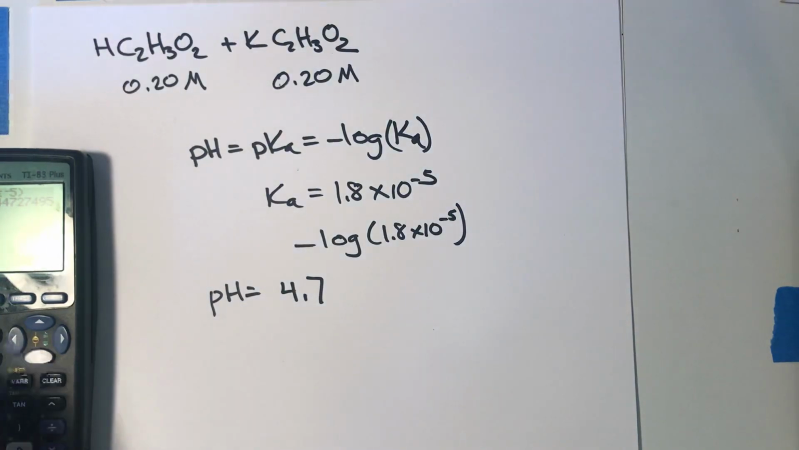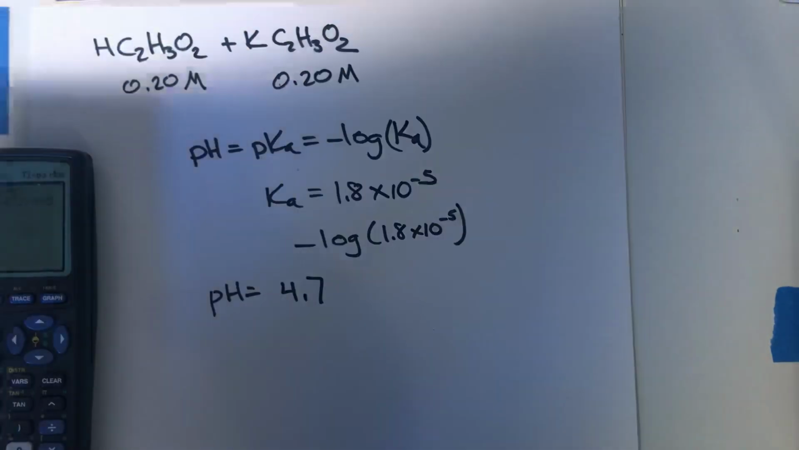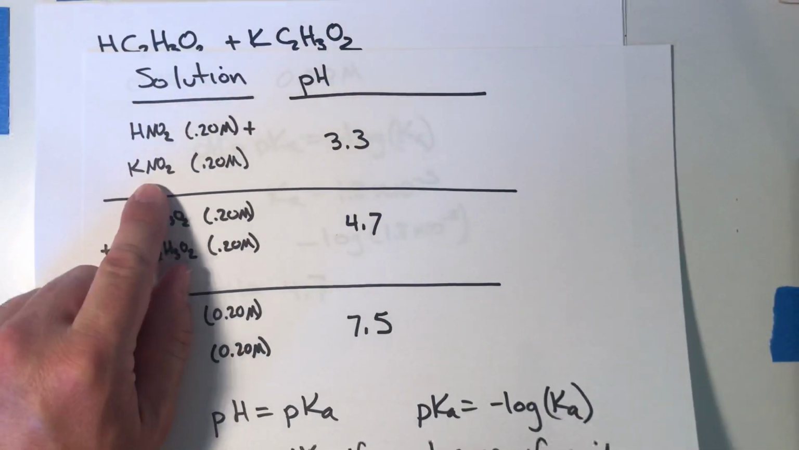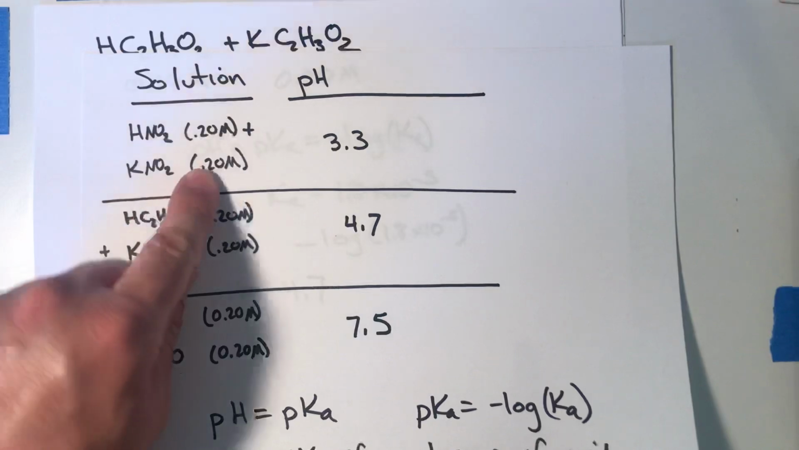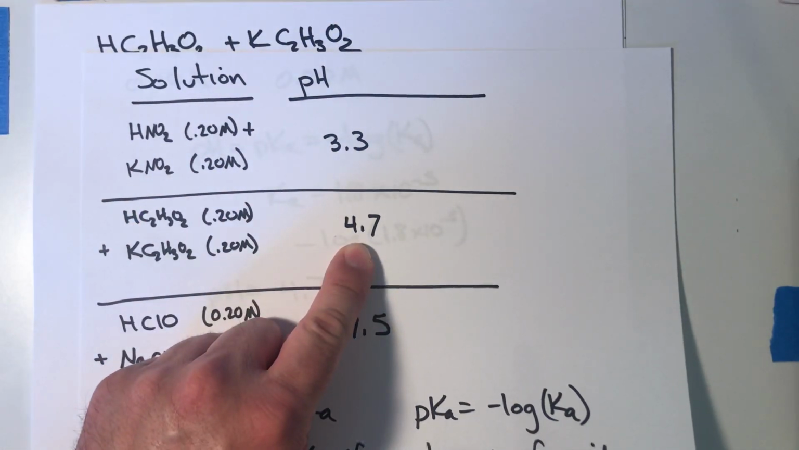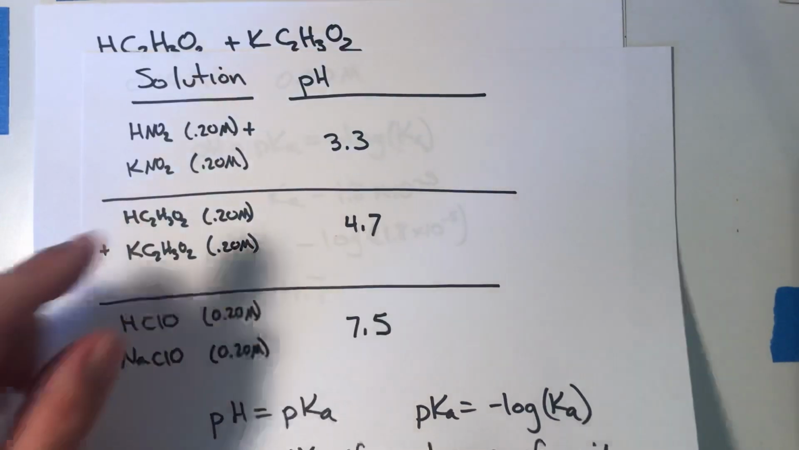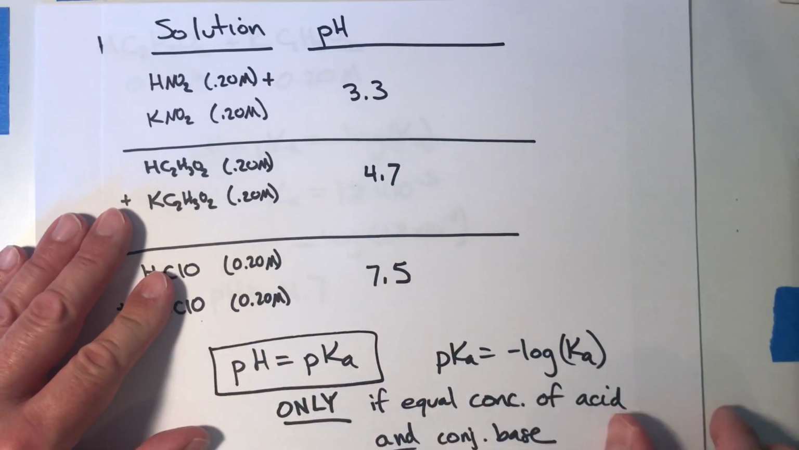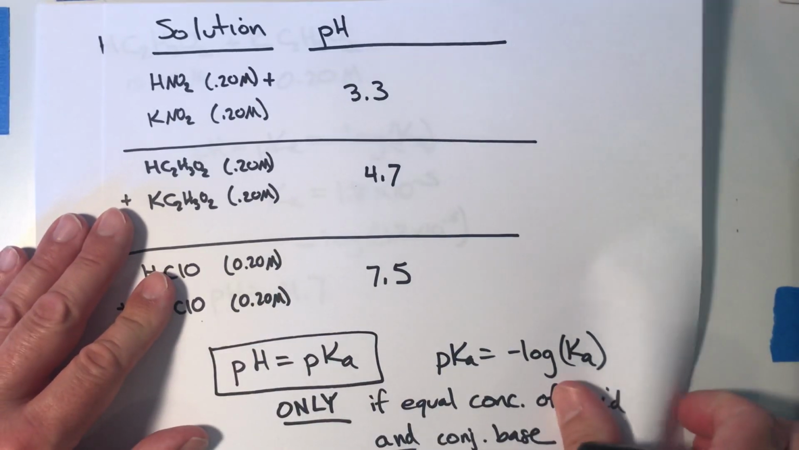So whenever we are faced with a situation involving a buffer, remember, it is always going to be an acid and the conjugate base. If they are in equal molarities, we can find this pH value, which otherwise we would have to do a RICE table or go in the lab. But we can shortcut this by using this equation that the pH is equal to the pKa if the acid and conjugate base are present in equal concentrations.